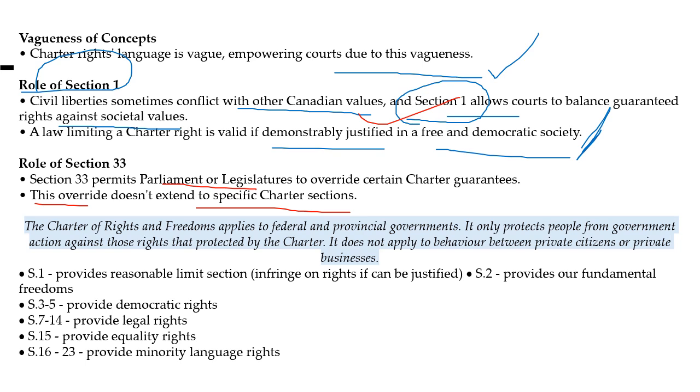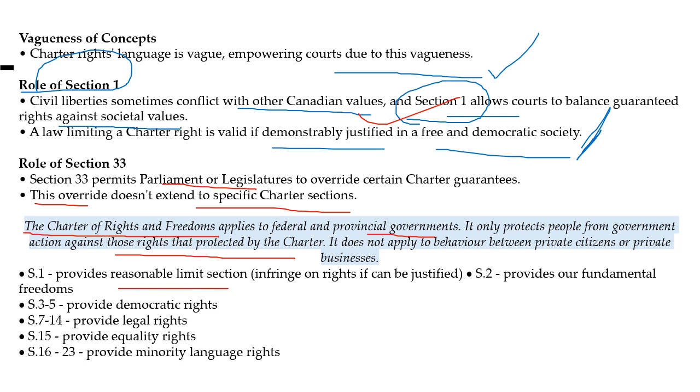The Charter of Rights and Freedoms applies to provincial and federal governments. This we all know. It only protects people from government action against those rights that are protected by the Charter. So what is the scope of the Charter? The Charter only protects those rights that are mentioned specifically in the Charter. So it does not apply to the behavior of private citizens or private businesses. For that we have different human rights codes, etc. But here we are only talking about the Charter rights that are specifically protected by the Charter. So this is how you have to interpret and apply the Charter.